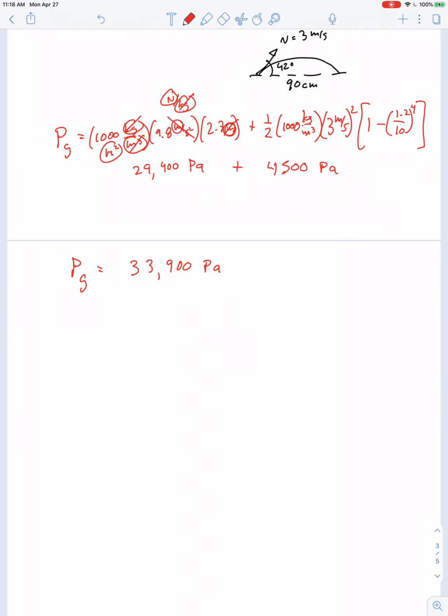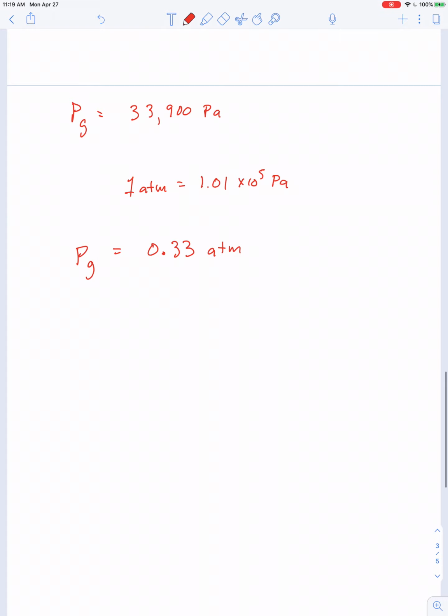I don't know exactly how much pressure that is, but I know 1 atmosphere is the same thing as 1.01 times 10 to the 5th pascals. So we could express the gauge pressure in atmospheres. So when we divide 33,900 by 1.01 times 10 to the 5th, we get a value of about 0.33 atmospheres. So there it is. We found the gauge pressure.